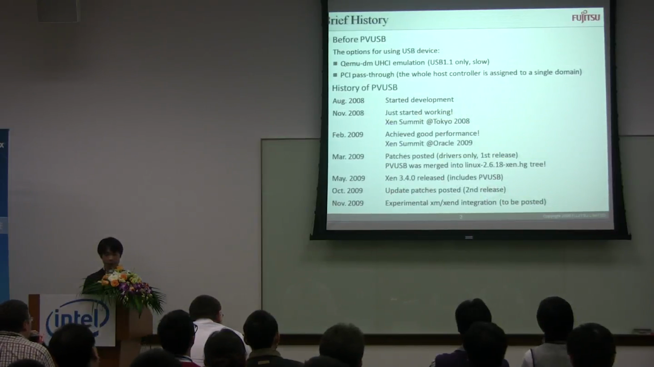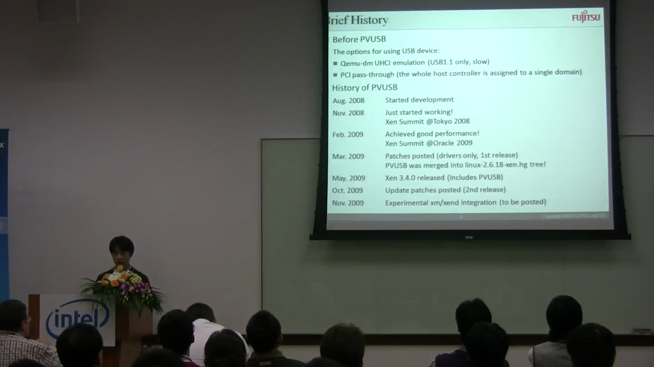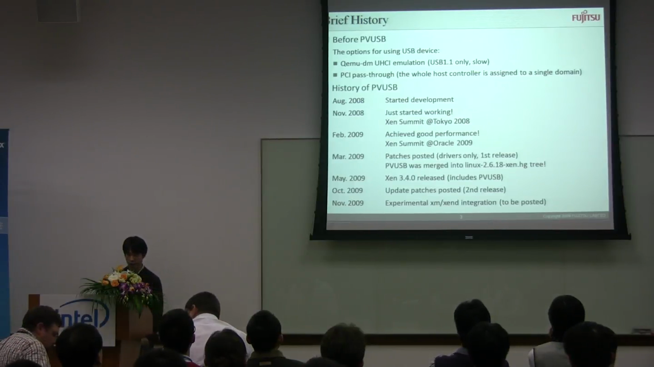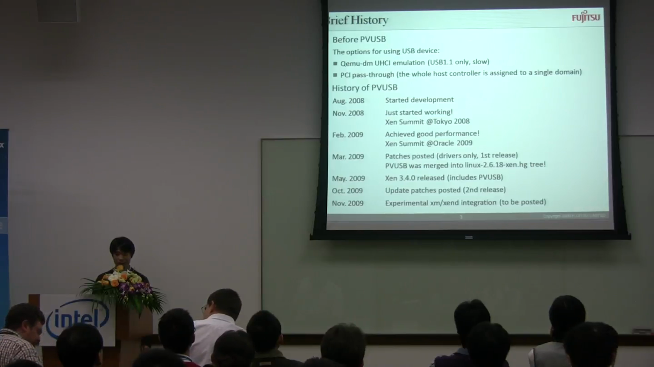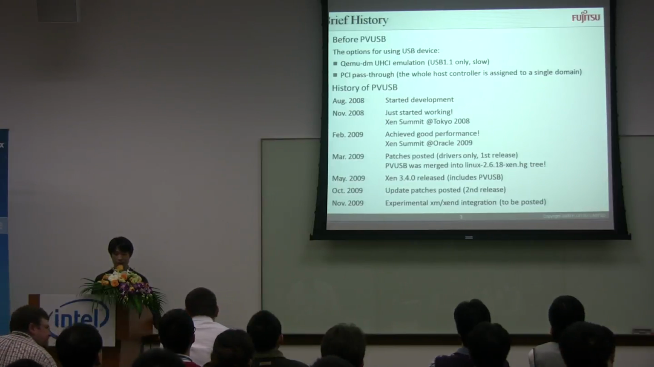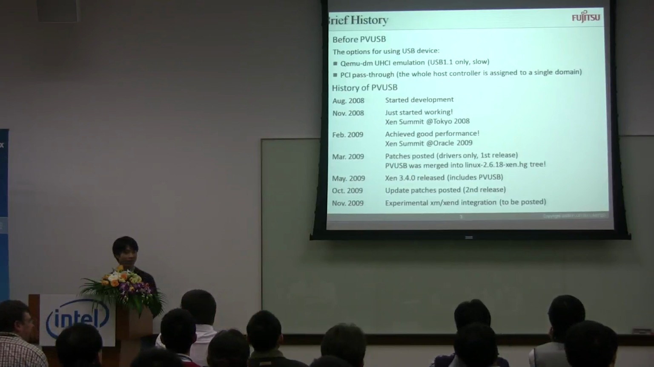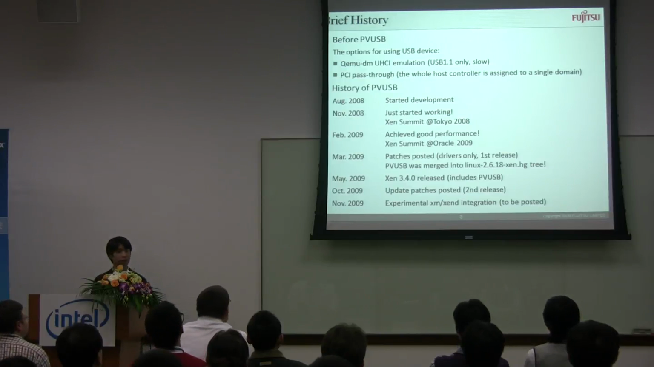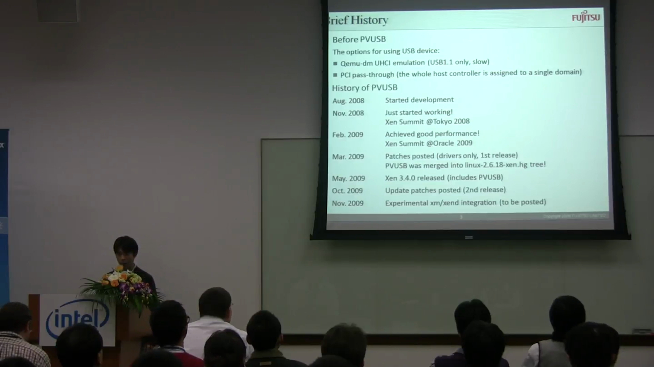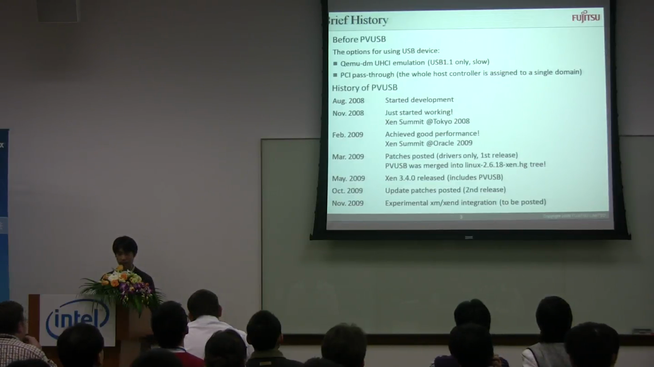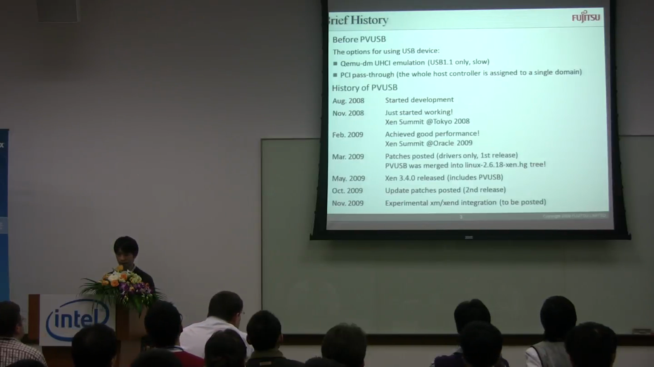Before PVUSB, there were two options for using USB devices from these domains. The first is using QEMU device emulation. This option only provides USB 1.1 function and performance is slow. The second is attaching a USB controller by PCI passthrough. This works well, but the entire controller is assigned to a single domain and cannot be used from other domains. So they are not convenient. So we have started development of PVUSB to achieve good performance and flexibility.